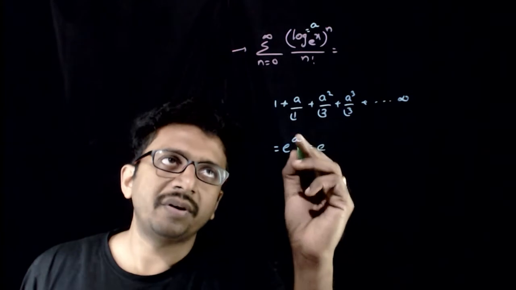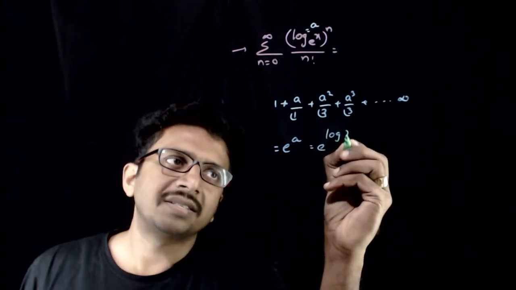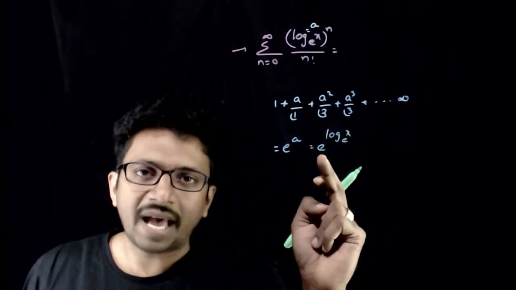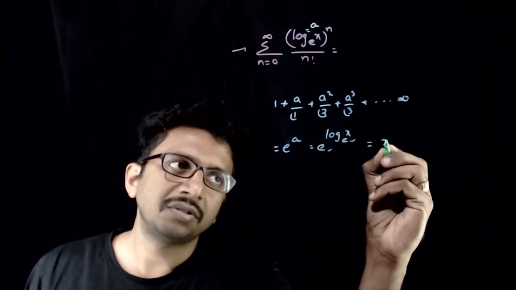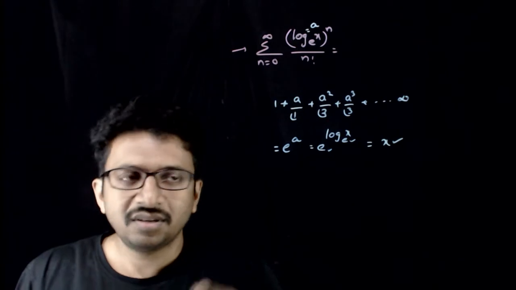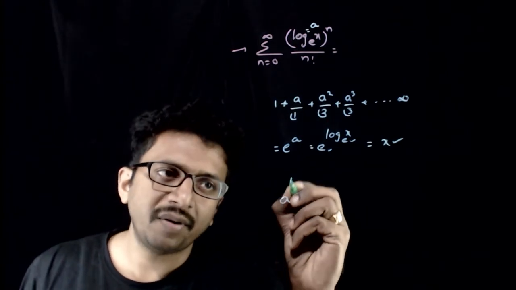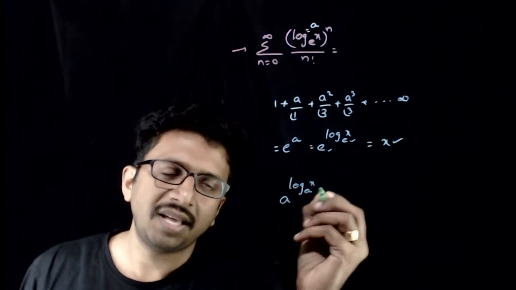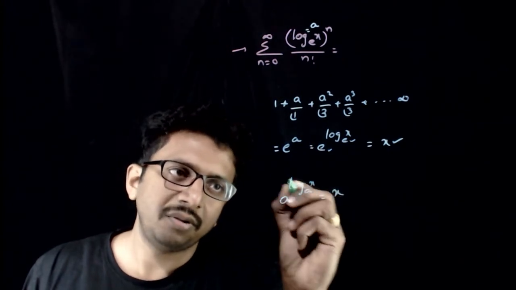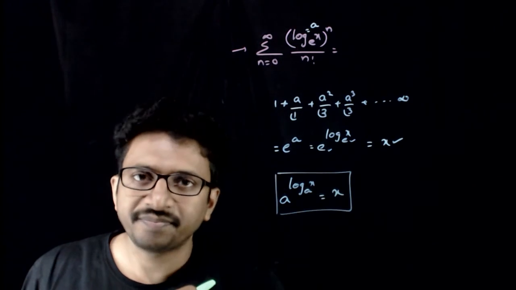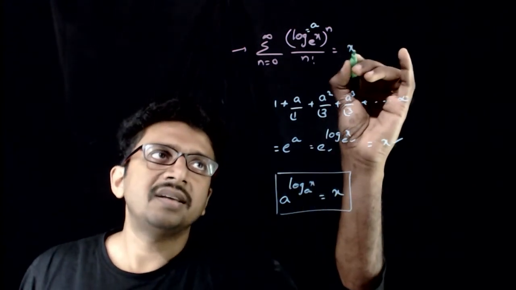That is equal to e power a, which is nothing but e power log x to the base e. So you have an e here, you have an e in the base. So everything will get cancelled out. So you get x as the answer. So the property that I am using is a power log x to the base a. So if this and this are same, all the things will get cancelled out. You just get x as the answer. So the answer to this is x.